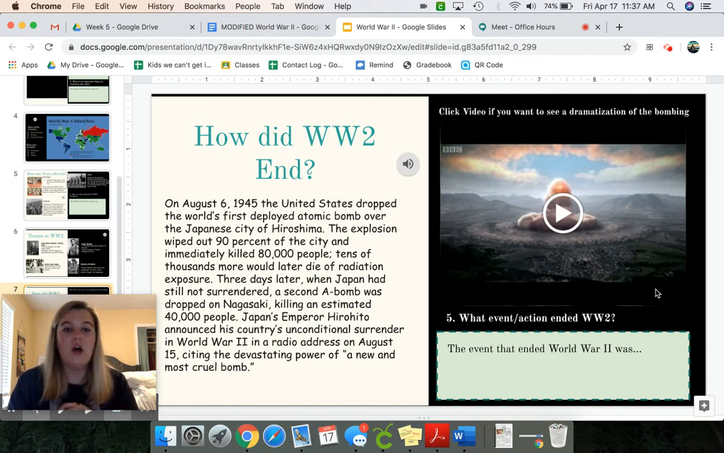So they have a couple bombs, but they drop one first in this place called Hiroshima, or Hiroshima, depends on how you say it. Within seconds of it detonating, 90% of the city is destroyed and people are vaporized because of the immense heat that this puts off. So all they had left of some people that were right where the bomb was dropped is shadows. That's all they have of the people left over.